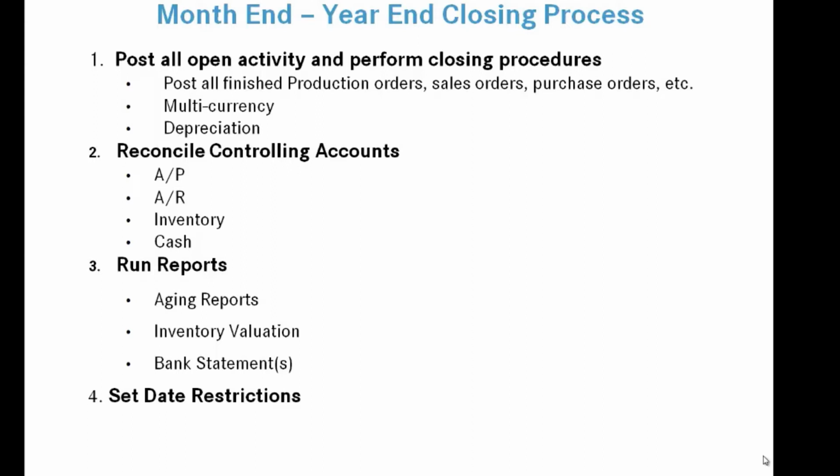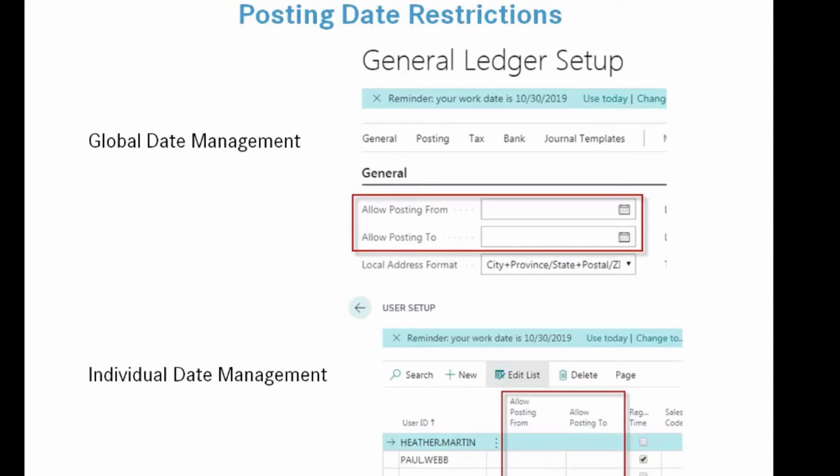The next thing that you would want to do is make sure that you handle date restrictions. And we're going to talk about this because this is a very important issue with controlling your system within Business Central. In Business Central, there are two areas where you can control date management. And the first one is in the general ledger setup table. And this is really a global date management process.